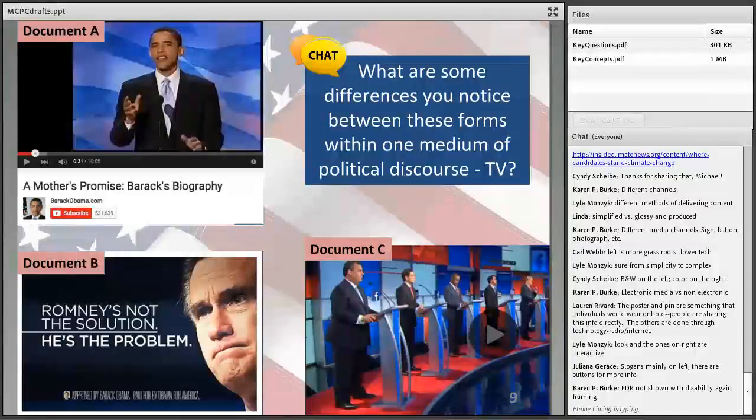Let's take a look at a particular media form, and that's television. And of course, within TV, you've got differences of forms within a single medium. So what are some of the differences you notice between these forms within the single medium of political discourse? Document A, a film biography, shown at the convention typically, document B, a political ad, and document C you might recognize as a debate.